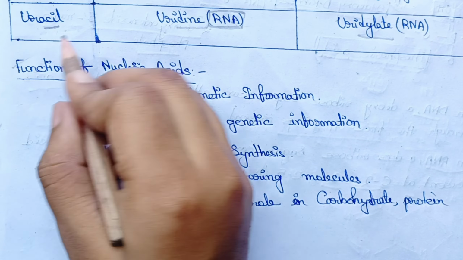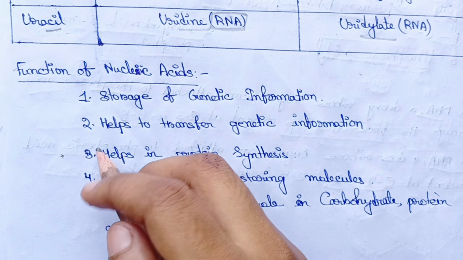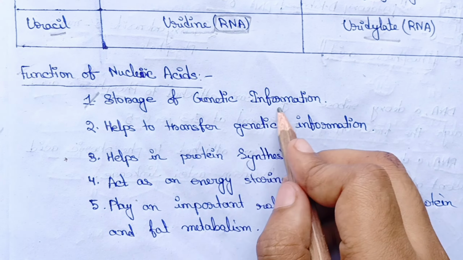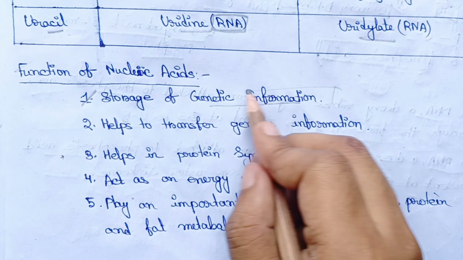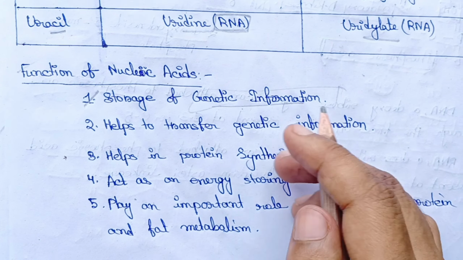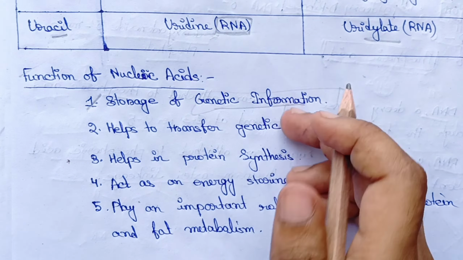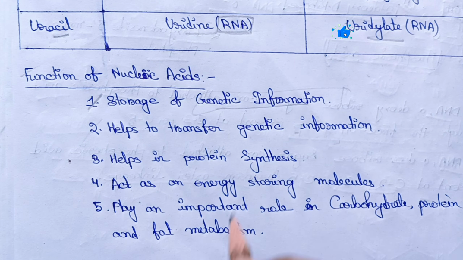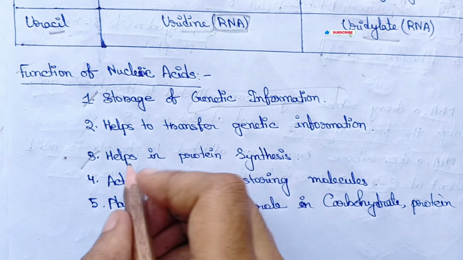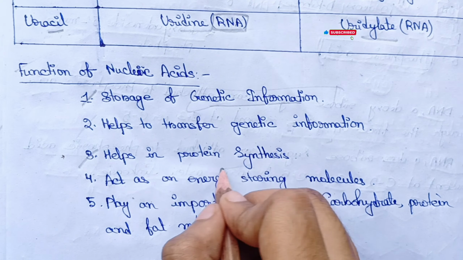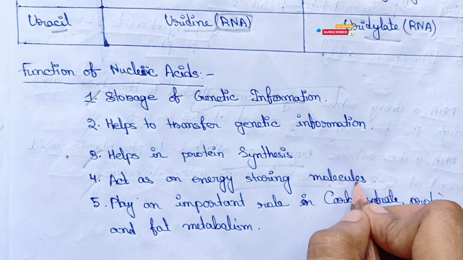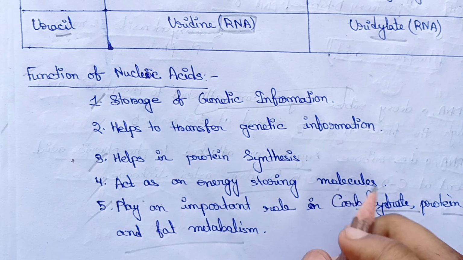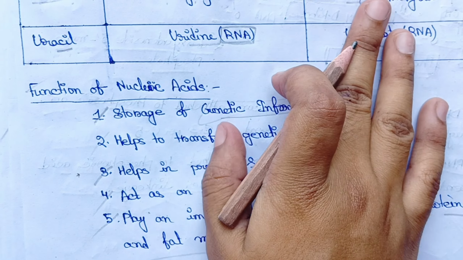Then what is the function of nucleic acid? The first function of nucleic acid is storage of genetic information. It can store genetic information and transfer it from one generation to another. The second point is transfer of genetic information, help in protein synthesis, act as energy storing molecules, and play an important role in carbohydrate, protein, and fat metabolism. So that's all.